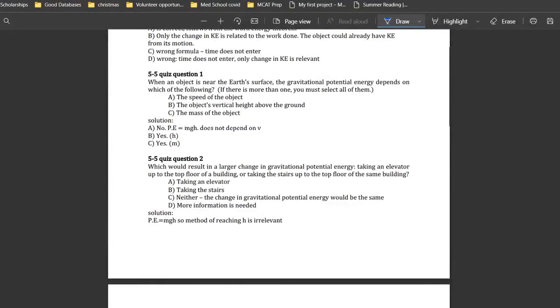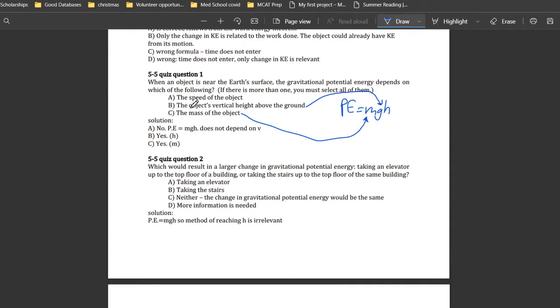So let's do 5-5, quiz question 1 and quiz question 2 all in one go. When an object is near the Earth's surface, the gravitational potential energy depends on which of the following? I'm going to rewrite the potential energy equation, mgh, and the answer choices are A, the speed of the object, B, the vertical height of the object above the ground, and C, the mass of the object. Just looking at this equation, we can directly see that B is available in that equation and C is directly available in that equation. But we don't see A anywhere.